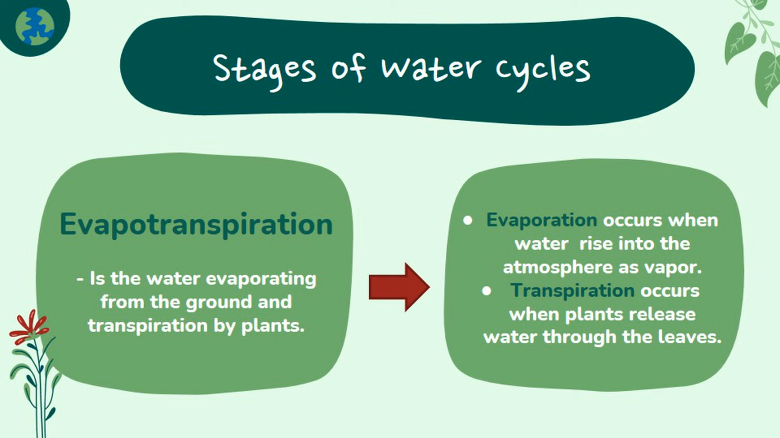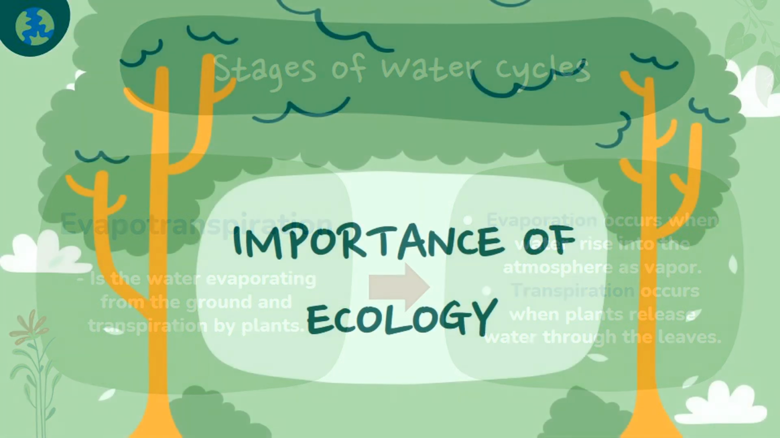Evaporation occurs when radiant energy from the sun hits water, causing the water molecules to become so active that some of them rise into the atmosphere as vapor. Transpiration occurs when plants take in water through the roots and release it through the leaves.